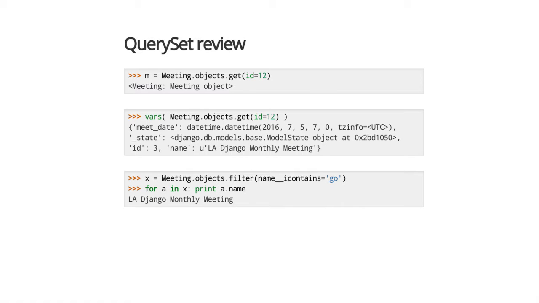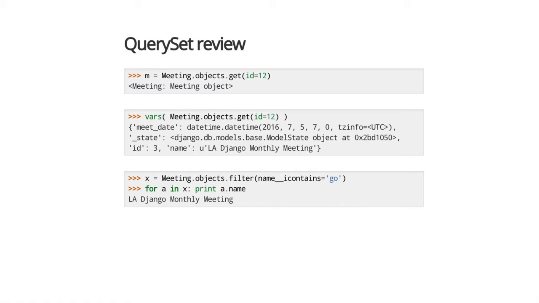A very short query set review. If you have a meeting model, a model is basically a class which lives in the database. If a meeting model uses the magic objects thing, you do get ID equals one, it does a database query. If you grab this object and then dump out the vars for it, the dictionary that makes up the object, you get the individual fields like meet date, and then you get these magic things that you probably shouldn't touch. The underscore means magic, so we'll just leave it at that.